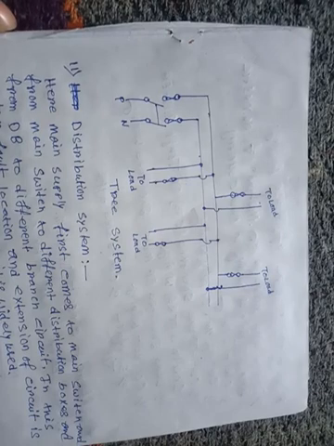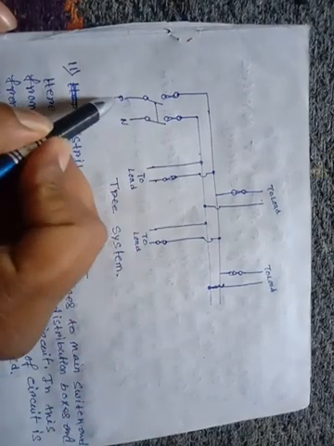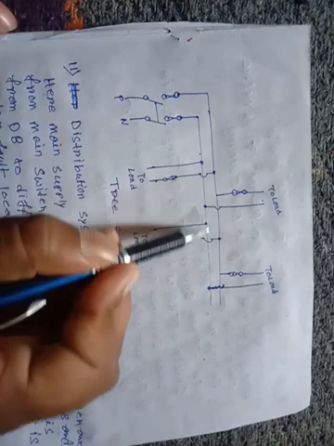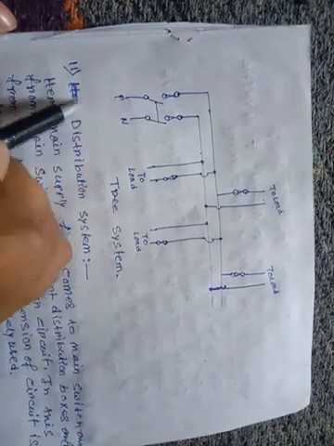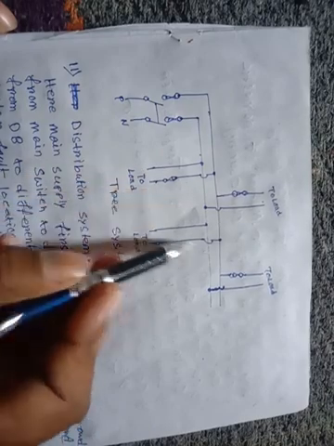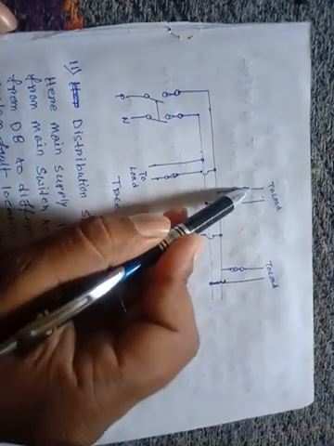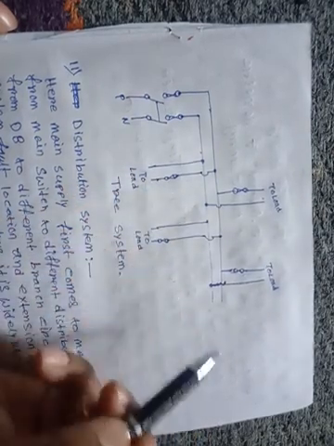This is the circuit diagram or wiring connection of the tree system. This wire is a power line or phase line, and this line is a neutral, and this is a fuse. All the fuses are connected to the load.